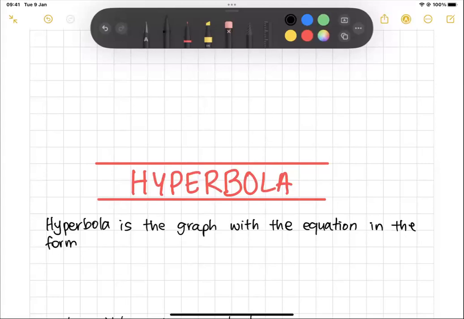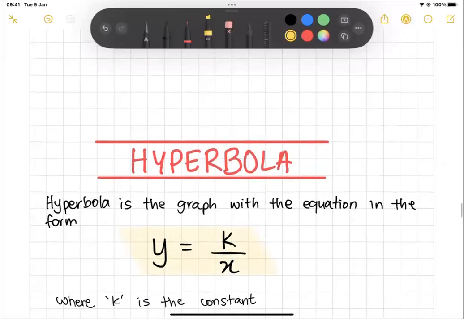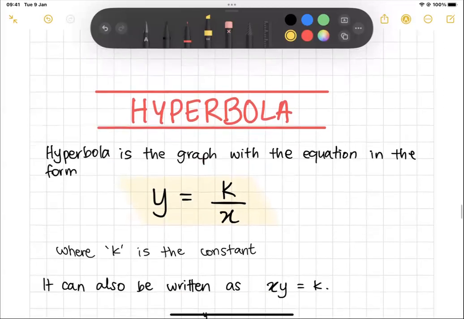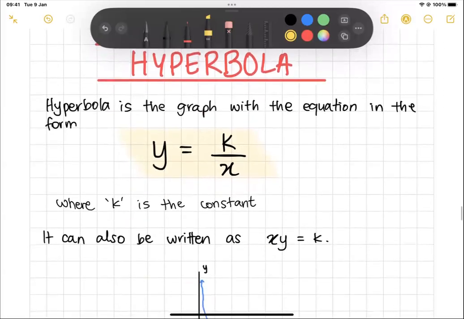So the equation of this graph will look in the form of y equals k over x. Okay, this is where k will be any other constant, meaning any other number. It can be -1, can be 2, and so on. Okay, this equation can be written as xy equals k. Okay, that's just a note. But what I would like you to focus on is that new form called y equals k over x.